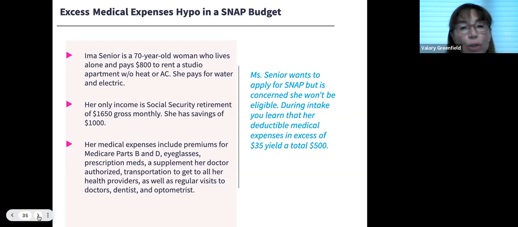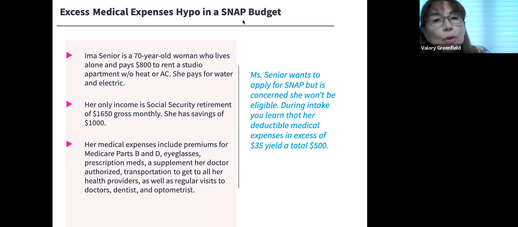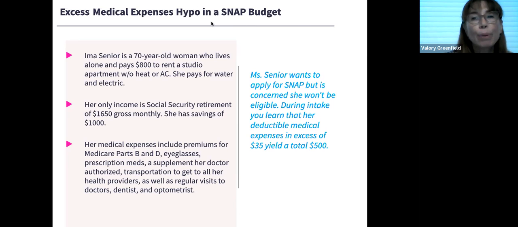And according to this factual hypothetical, it turned out that when you subtract the medical standard of 35, she still had medical expenses a month of 500. So that just shows you that it pays to ask about. So let's go to the budget worksheet and try to work through Ms. Senior's food stamps. That's going to take us just a bit to pull up that budget worksheet, and Cindy's going to help us with it.